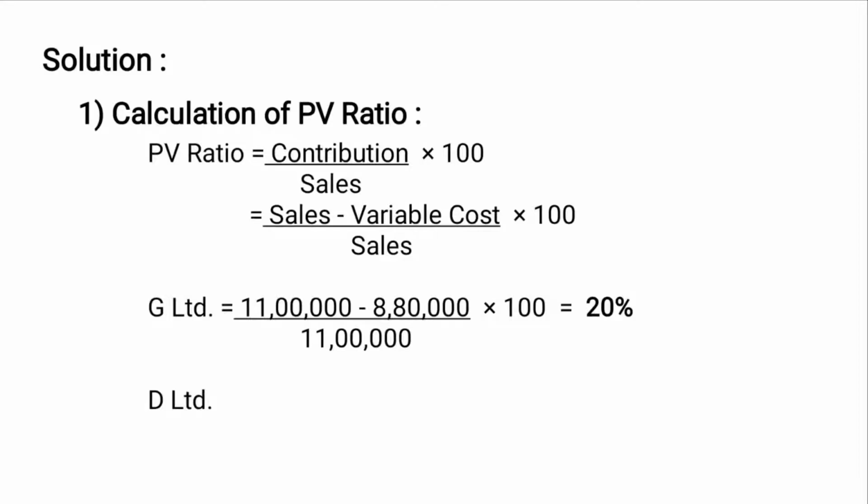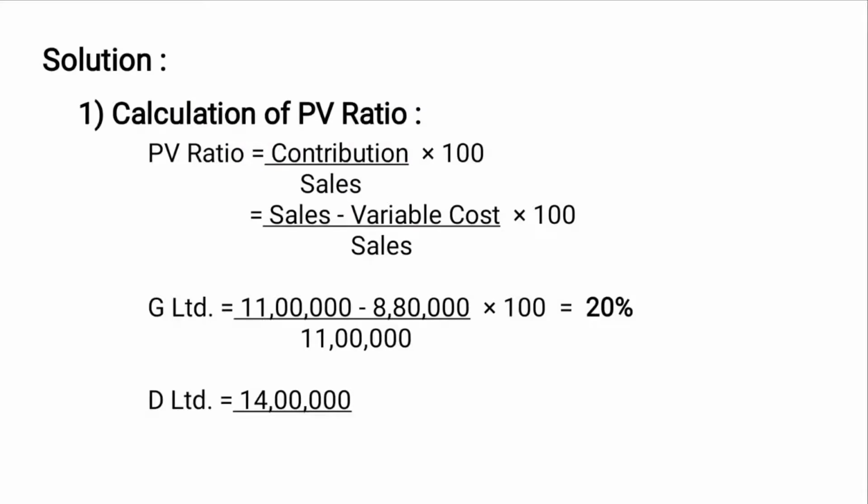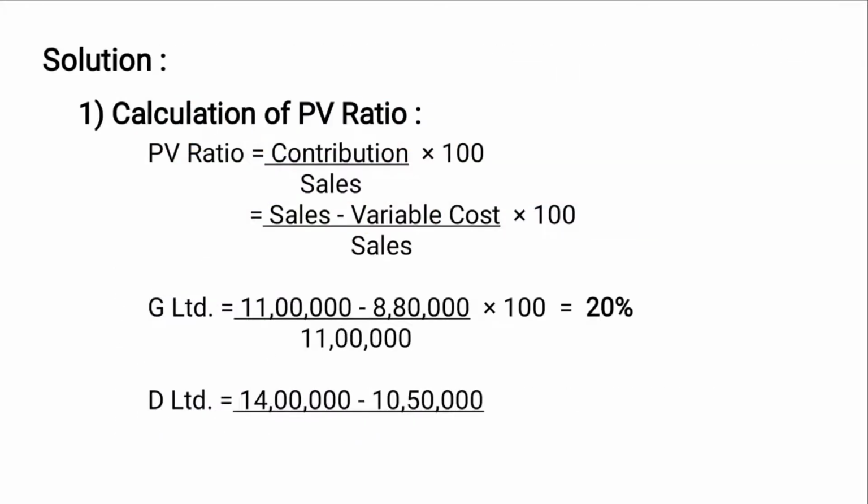Next, D Limited, sales amount is rupees 14 lakhs for D Limited. So we'll record it rupees 14 lakhs minus variable cost. For D Limited, it is given as 10,50,000 divided by sales, which is 14 lakhs into 100, which will be equal to 25%. So PV ratio for D Limited is 25%.